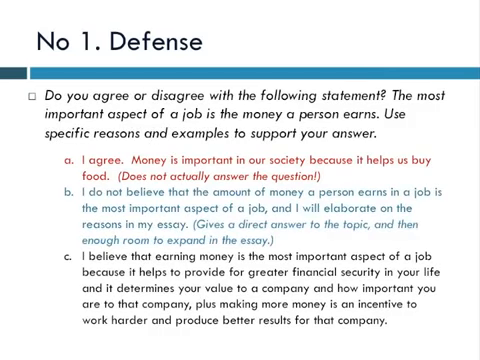Well, in this case, B is a good choice. It does give a direct answer and then gives us enough room to expand in the essay. So in other words, it's general enough to say that we're going to explain later, but it also gives a direct answer. Do we agree or not? And in this case, the person says, I do not believe that the amount of money is the most important aspect.